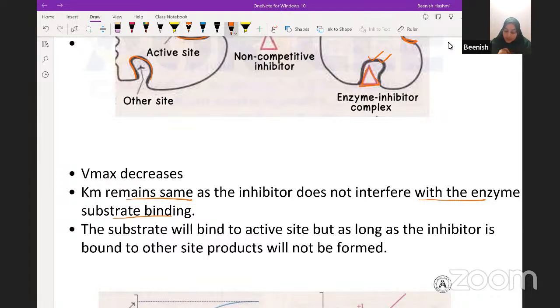The substrate will bind to the active site, but as long as the inhibitor is bound to the other site, products will not be formed. So your Km, the binding of the substrate to the enzyme, remains unaltered. Your substrate is going to bind to the active site, but as long as the inhibitor is present on the other site, the products will not be formed. So your velocity Vmax decreases.